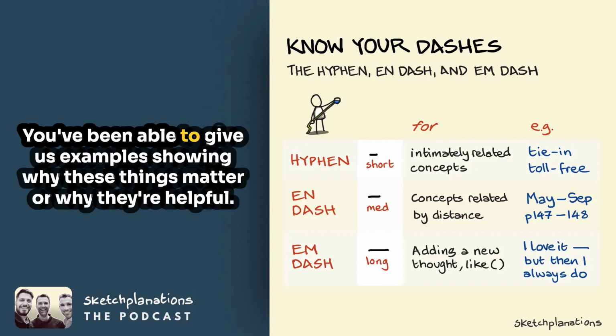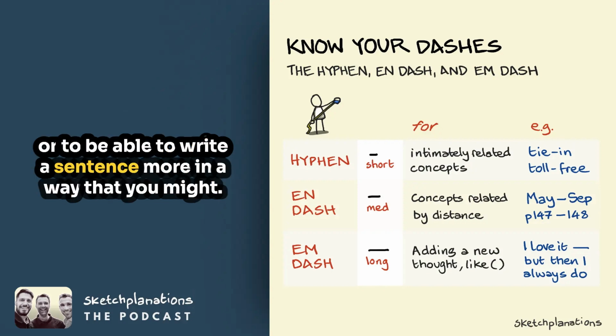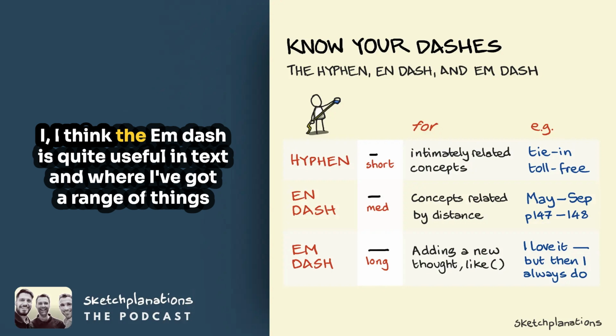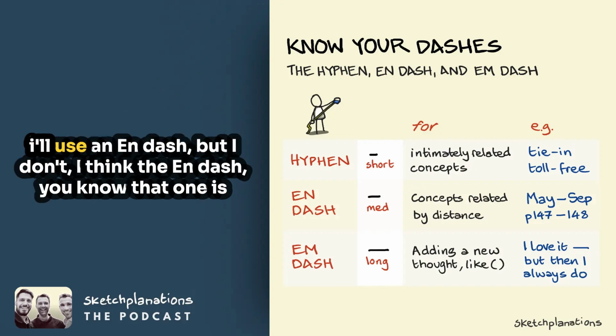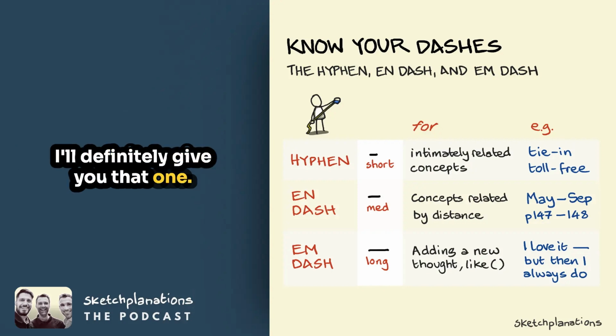And Jono, you've been able to give us examples showing why these things matter, or why they are helpful. Matter is maybe a different thing. Why they are useful to be able to describe things in different ways, or to be able to write a sentence more in a way that you might speak. Yeah, I think so. I think the M dash is quite useful in text, and where I've got a range of things, I'll use an N dash. But the N dash is almost indistinguishable from a hyphen. I'll definitely give you that one.